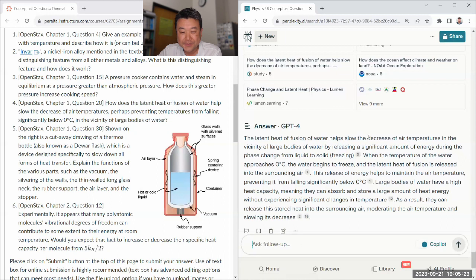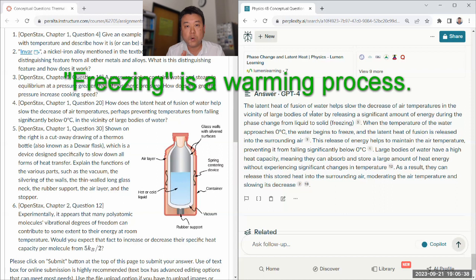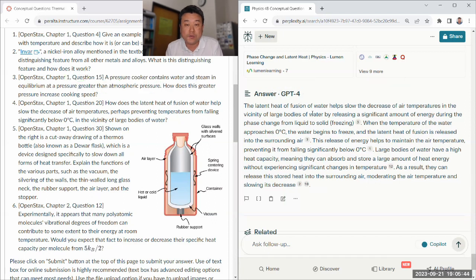Latent heat of fusion of water helps to slow the decrease of air temperature by releasing a significant amount during the phase change from liquid to solid. And this is kind of a counterintuitive statement, which I hope once you understand, it'll make sense. Freezing is a warming process. It's counterintuitive because people associate freezing with cold. But when the phase change occurs from liquid to solid, the material has to release heat. So the process of water freezing is a warming process for the surroundings where the heat will be going. So as it begins to freeze, latent heat of fusion is released into the surrounding air.